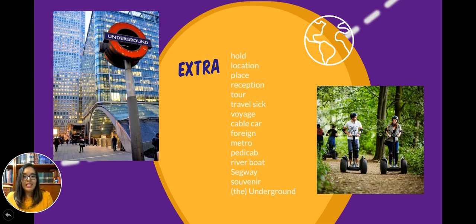The other one is metro. Okay, metro is the kind of subway or underground. So you can see this word in France, for example. The metro in France, it's called like this, metro.